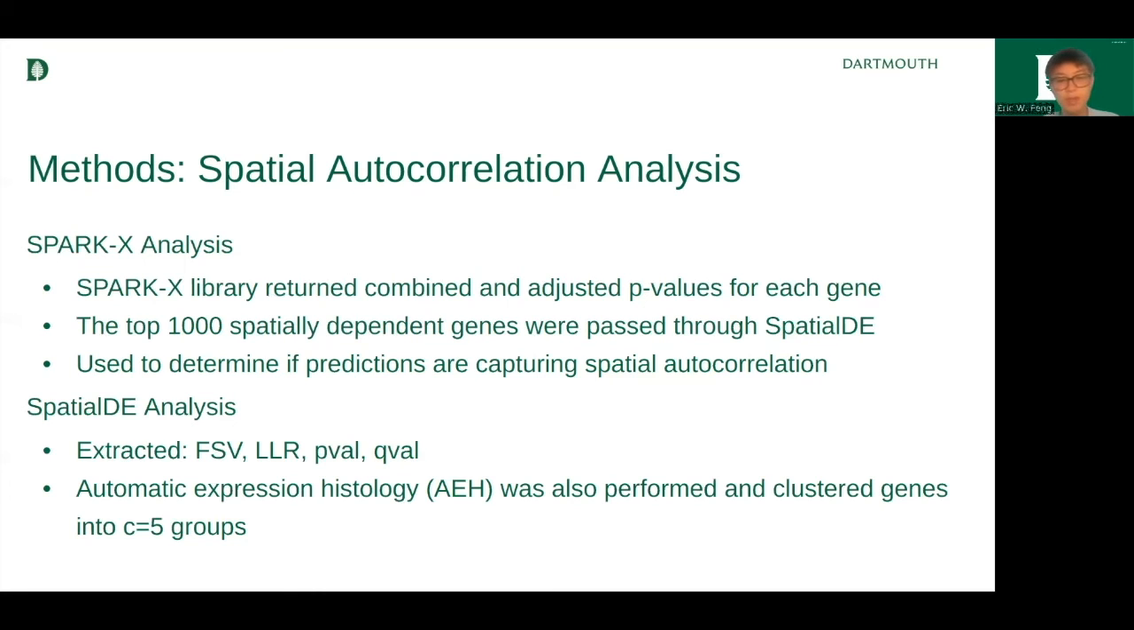Since Spatial DE is optimized for smaller subsets of genes and smaller sample sizes, we passed only the top 1,000 genes that we got from the Spark and Spark X analysis to Spatial DE, which extracted several more spatial parameters, including fraction of spatial variance, the likelihood ratio, the p-value, and the q-value. We further analyzed Visium data using automatic expression histology, or AEH, which allowed us to group the 1,000 significant genes into 5 subgroups based on similar spatial expression.